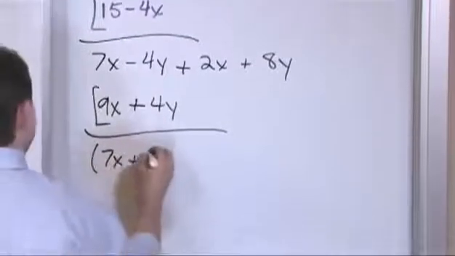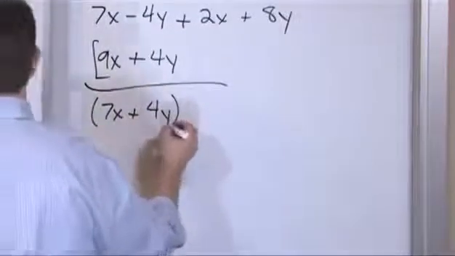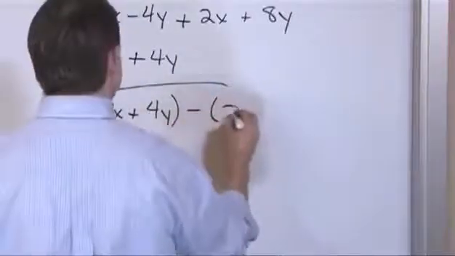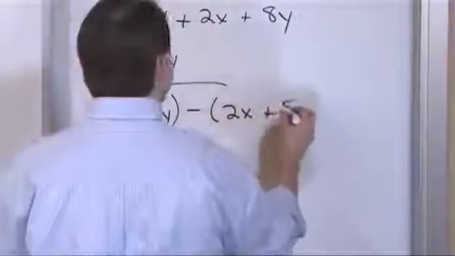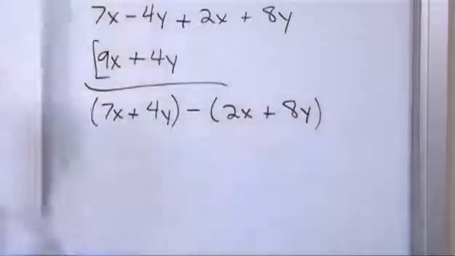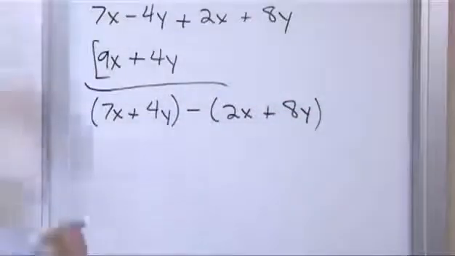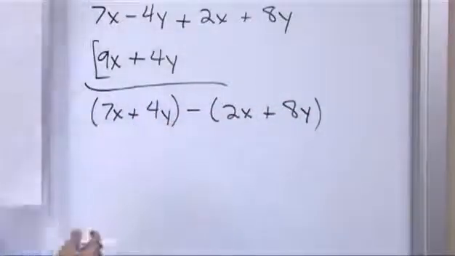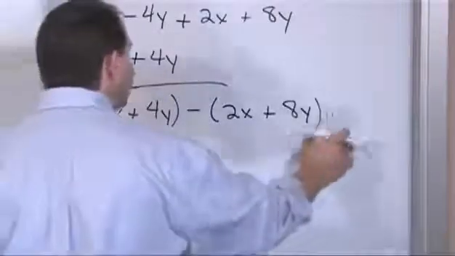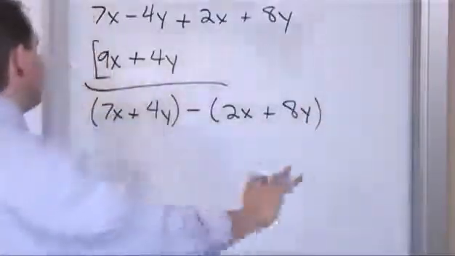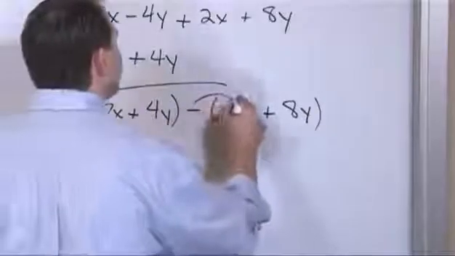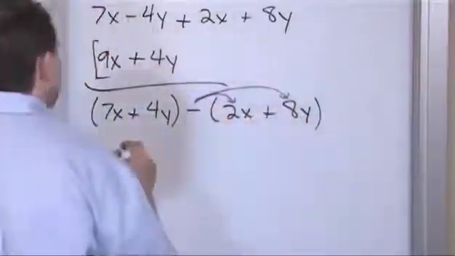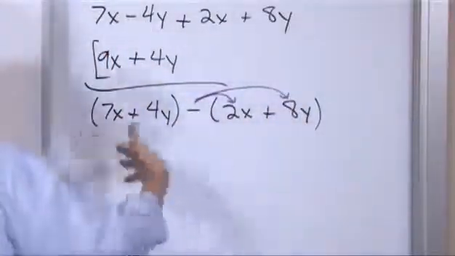7x plus 4y minus 2x plus 8y. And that's the second term. Again, a lot of students will start trying to add these things together, but you can't because you've got these parentheses wrapping everything up. You really need to try to eliminate that first, so we're going to distribute this in like this. This guy, you can really remove the parentheses right away.